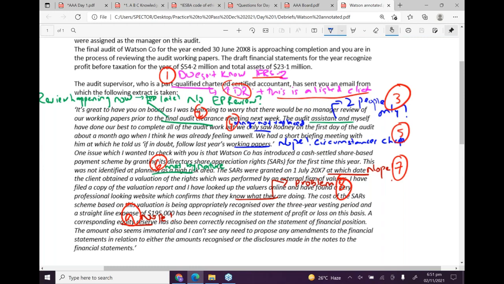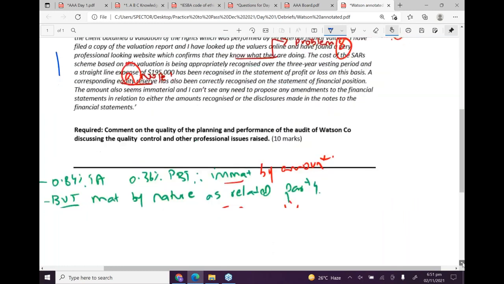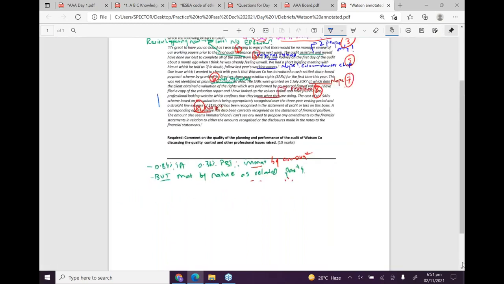Point number 8 had lots of marks. Simply looking at the website is not enough. You did not check the independence, you did not check the competence, you did not evaluate the report. Point number 9 was your credit to your equity reserve, which is wrong because the credit has to go to liability. You do get marks for saying this is immaterial by amount, but because it's a related party transaction, it is material by nature.